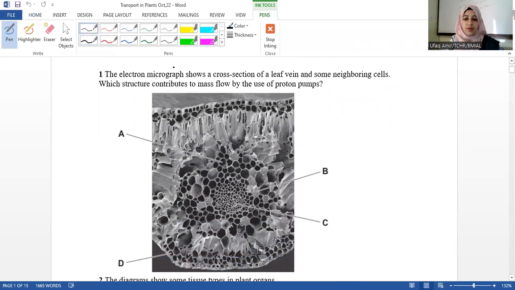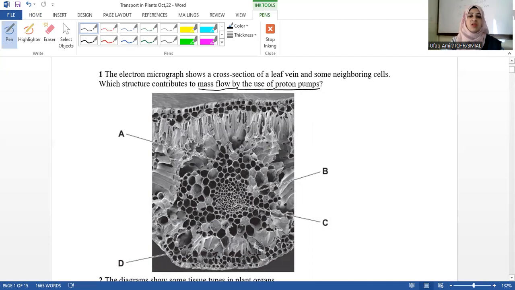The electron micrograph shows a cross section of a leaf vein and some neighboring cells. Which structures contribute to mass flow by the use of proton pumps? So we all know that mass flow by the use of proton pumps is indicating the phloem sieve tube and the companion cell. Companion cells have proton pumps which pump protons outside.